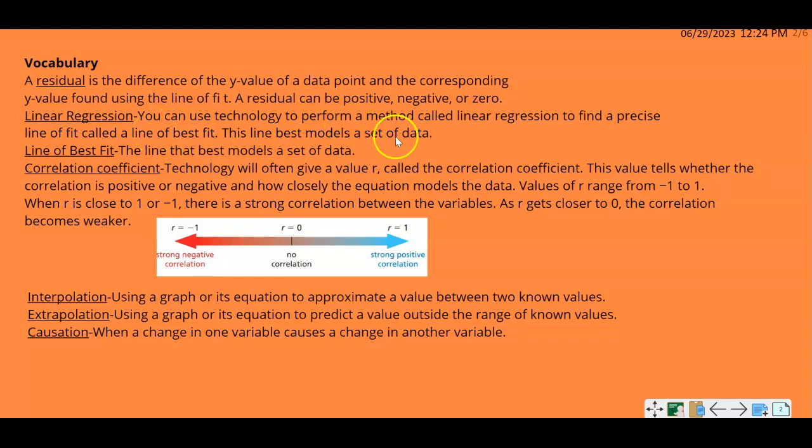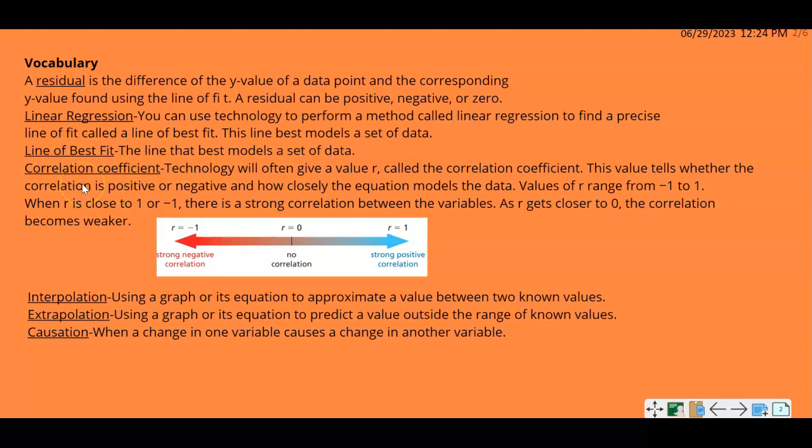All right, a linear regression. You can use technology to perform a method called linear regression to find a precise line of fit called a line of best fit. This line best models a set of data. If you watched the last video from the last lesson, you've seen me write an equation using this linear regression model. All right, line of best fit, the line that best models a set of data.